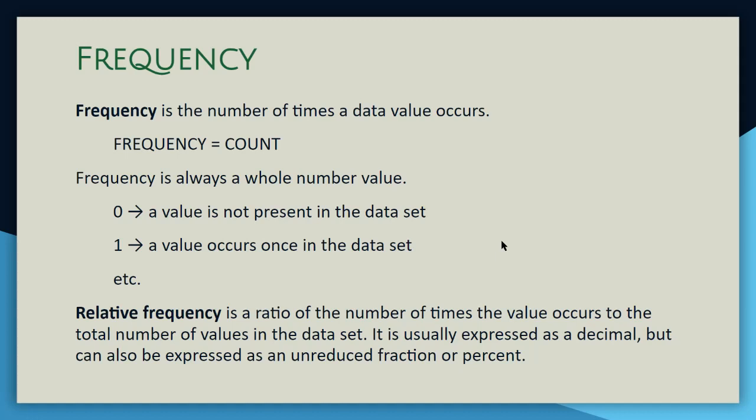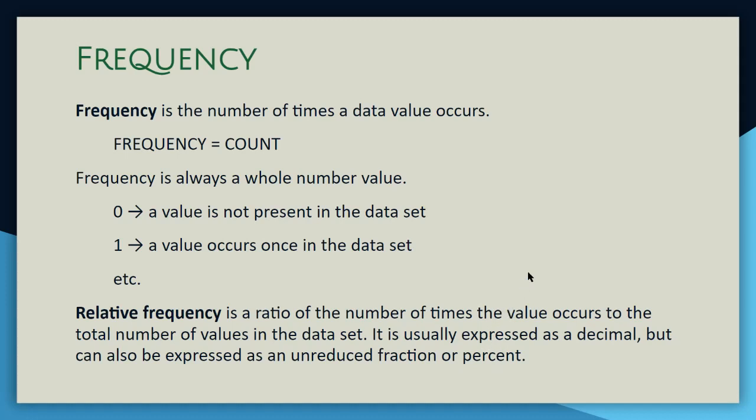Relative frequency is the ratio of the number of times the values occurred to the total number of values in the data set. In other words, it's the percentage of the data set that one value makes up. It is usually expressed as a decimal, but can be expressed as an unreduced fraction or a percent.